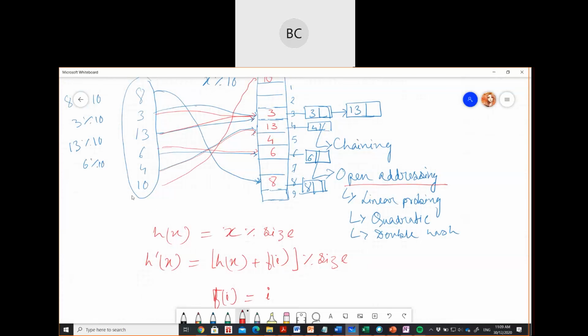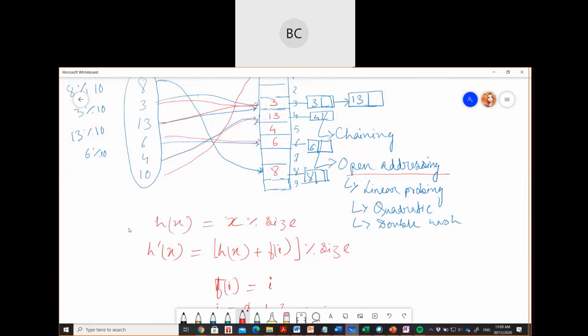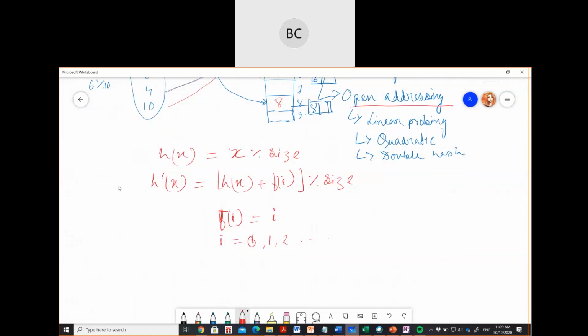First, our collision occurs at number 13, right? The rest is the same, so you can just find h of x, then h of 13, then f of i. The i value will start from 0. Don't confuse it with the index; i is separate. i will just start from 0, 1, 2, 3, 4. So first you will try with f of 0, and the rest will remain the same.